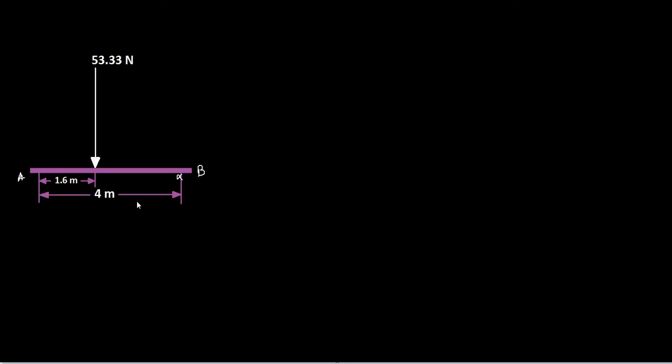So now you can calculate the reactions at A and B. You just need to apply the conditions of equilibrium here in order to calculate RA and RB. Taking moment about A, you have 53.33 acting downwards at 1.6 meter, creating a clockwise moment, therefore negative, and RB acting at 4 meter upwards, creating a counterclockwise moment, therefore positive. So you have 4RB equals 53.33 into 1.6, or RB equals 53.33 into 1.6 divided by 4, that is 21.332.